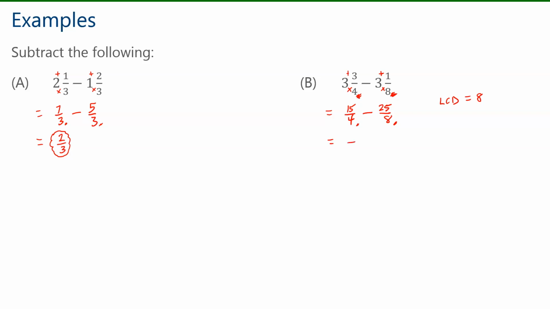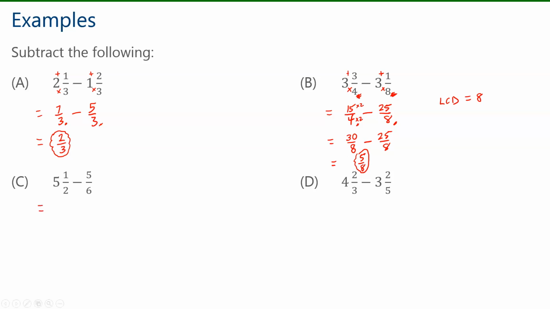So I do need to write an equivalent fraction for the 15 over 4. 4 times 2 is 8. I double up 15 and I get 30. My second improper fraction, I can leave as is. It already has a denominator of 8. So 30 over 8, subtract 25 over 8. Copy down that common denominator, and 30 subtract 25 is a 5. And 5/8, we can't do anything more with that. That's good. In C, 5 1/2, subtract 5/6.